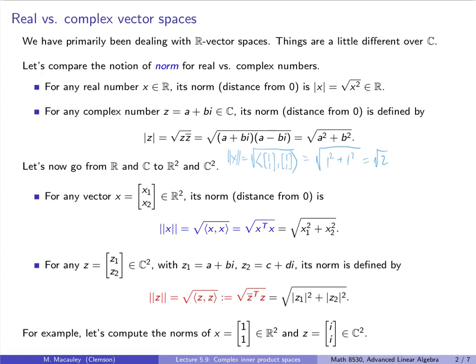In contrast, the norm of this vector z, which is (i, i), let me do that in red, that is also the square root of the inner product of this vector with itself. So I'll write (i, i) with (i, i). But notice what happens if we just try to do the standard dot product. That would be i squared plus i squared, and that's the square root of negative 2. And that's not real. So that is not what we want.